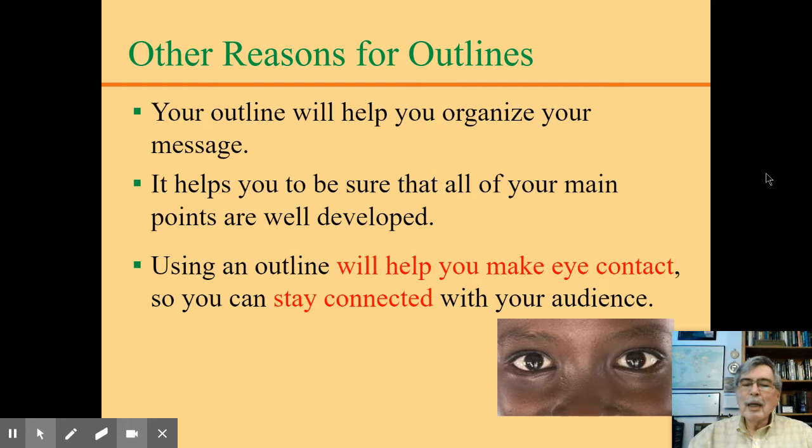So eye contact is incredibly important, and a good, well-constructed, easy to use outline will help provide you with that all important and necessary eye contact. Even though you're going to be recording your speeches, I expect you to look at the camera as if it was the audience. Don't just have your eyes glued to a piece of paper or a handful of note cards.